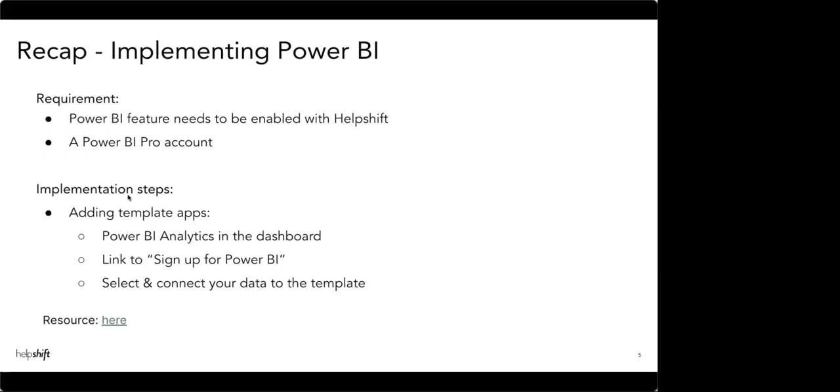Once you get it enabled, here are a few steps to implement and connect your data to the Power BI template app. Sign in to your HelpShift dashboard, then move to Analytics and go to Power BI. You'll find a link to sign up for Power BI. Select the HelpShift template app you want to use and connect your data using your HelpShift username from the dashboard. I have also linked a detailed knowledge base article to help you with the implementation of Power BI template apps here.